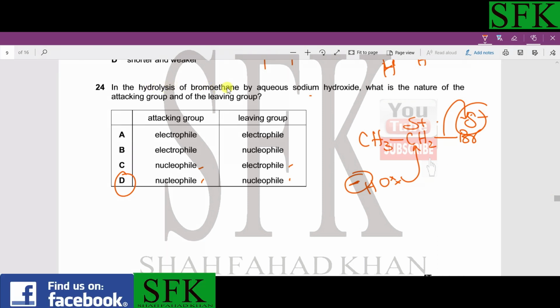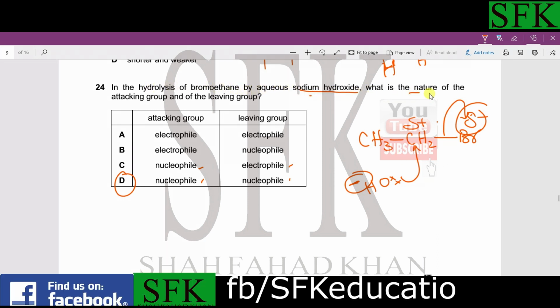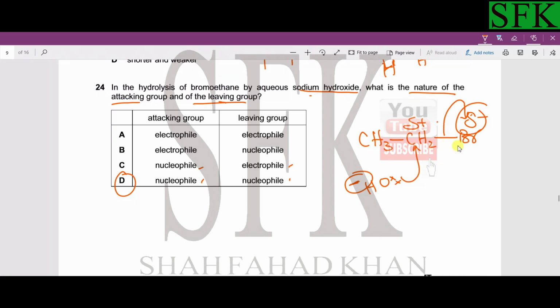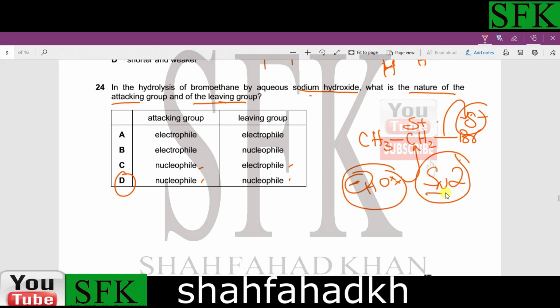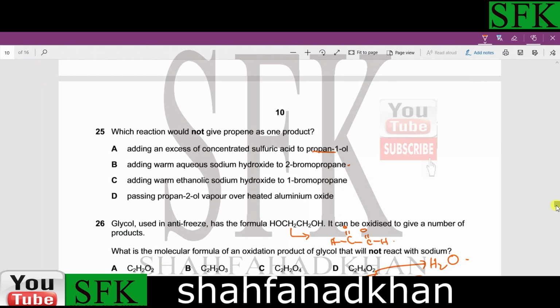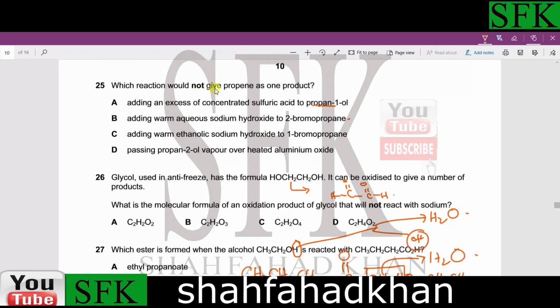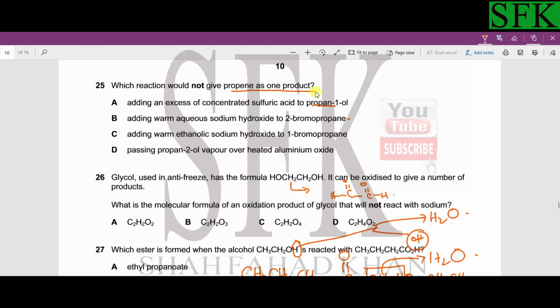Now, in the hydrolysis of bromoethane by aqueous sodium hydroxide, which is the nature of the attacking group and the leaving group. Okay, this is actually a nucleophilic substitution reaction, and since it's a primary alkyl halide, it's actually SN2 mechanism. So now, since it's called nucleophilic substitution, one nucleophile comes and the other nucleophile leaves. So both of them are actually nucleophiles. This is nucleophilic substitution.